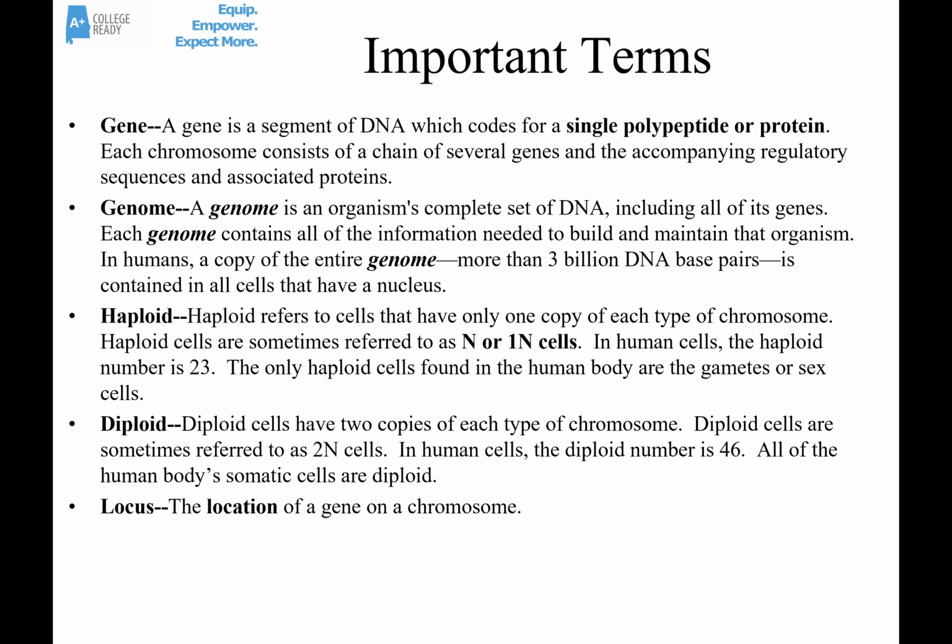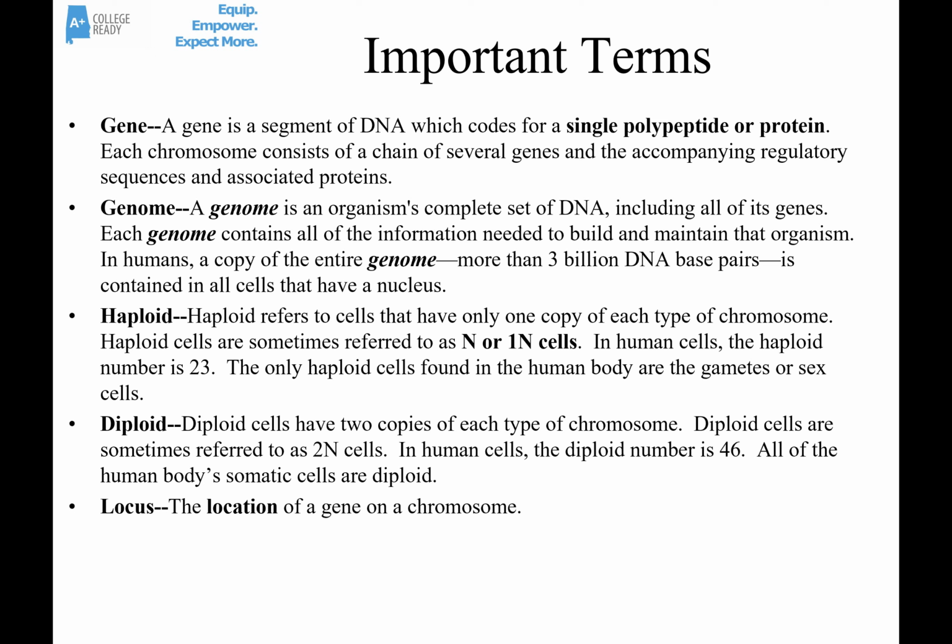The genome is an organism's complete set of DNA. That includes all of its genes. Each genome contains all of the information needed to build and maintain that organism. In humans, the genome's about 3 billion DNA base pairs.